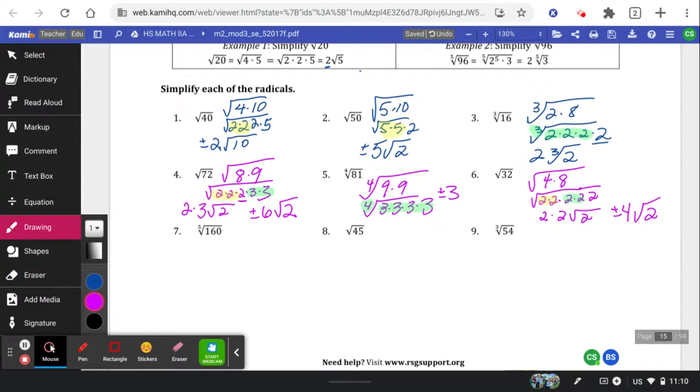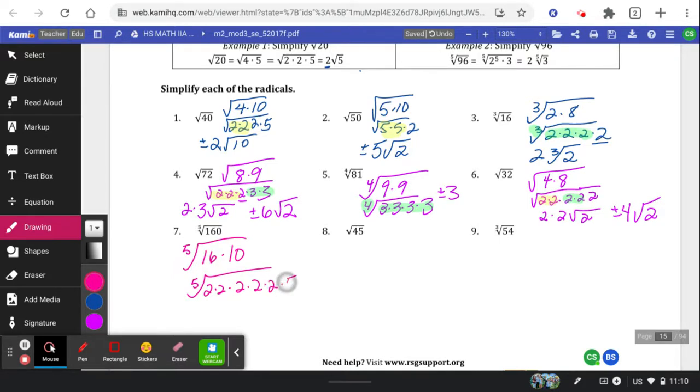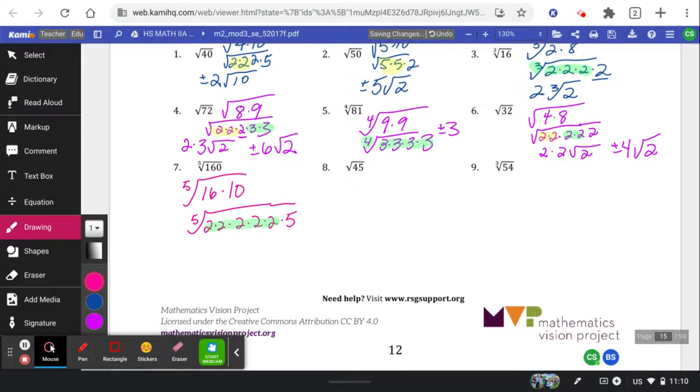Fifth root of 160. Maybe you think of 160 as 16 times 10. 16 is 2 times 2 times 2 times 2, like 4 times 4. And then 10 is 2 times 5. Because it's a fifth root, we're looking for groups of 5. Since there are 5 twos, we can bring a 2 out front, and then that 5 that has no group stays inside. Final answer is 2 times the fifth root of 5.